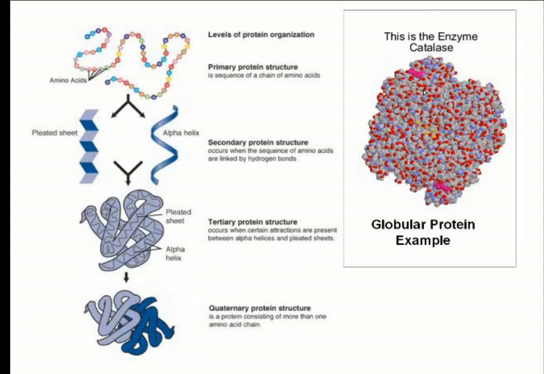Here's an example of a globular protein. It's the enzyme catalase, and if you remember earlier we said that enzymes are an example of globular proteins, and you can see it's got that spherical shape, which makes it globular. So that's just an example of a globular protein.